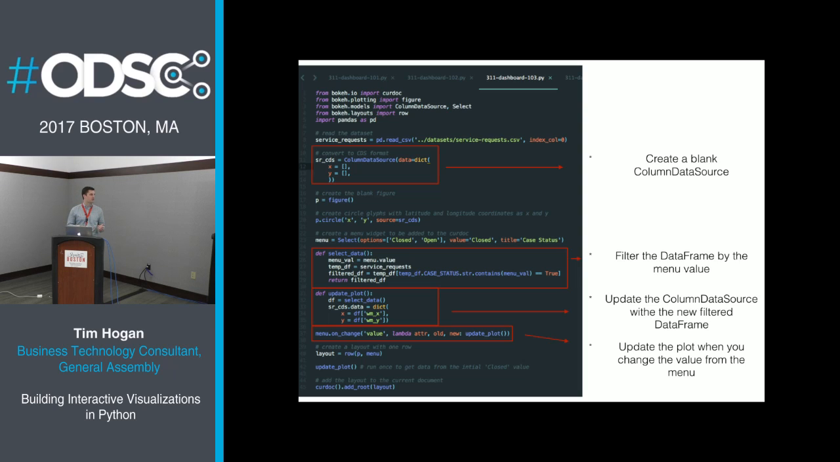And then if you're familiar with JavaScript at all, this will probably look familiar. There's an onChange method, where we're talking about when you change the value, you have the old and the new attributes, and then you want to update the plot.